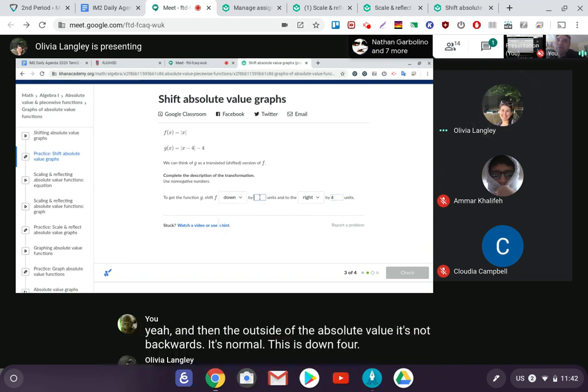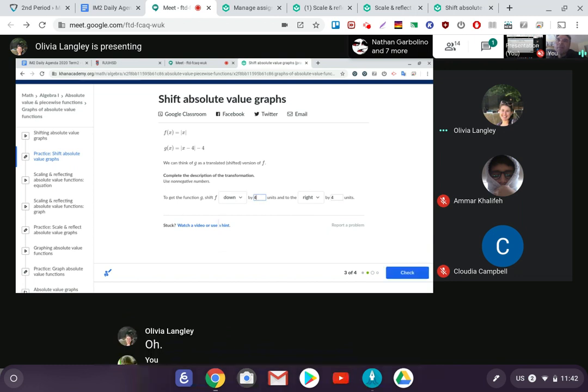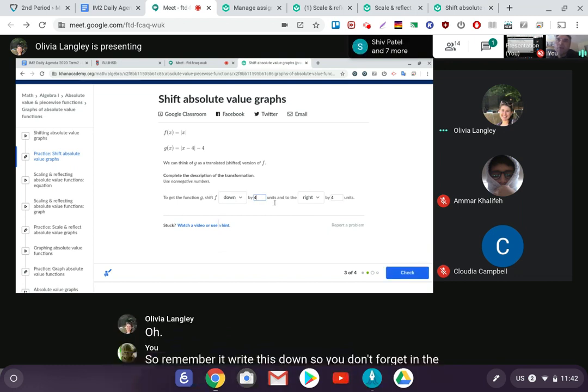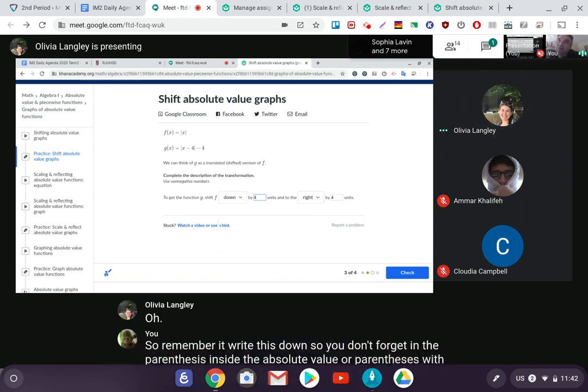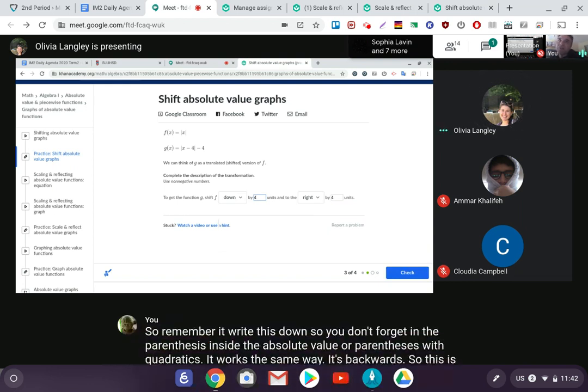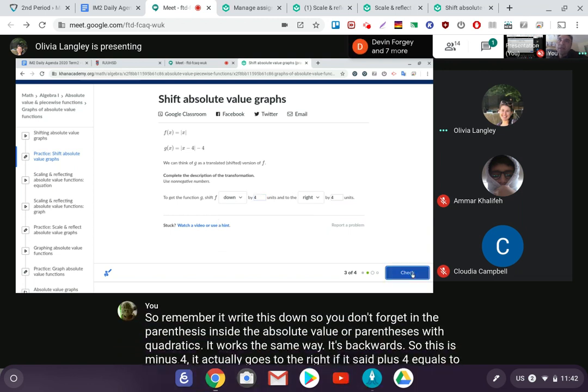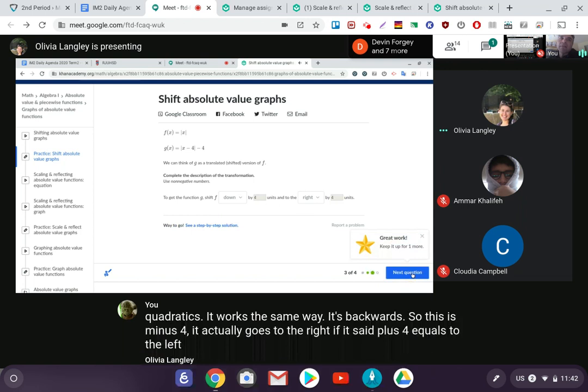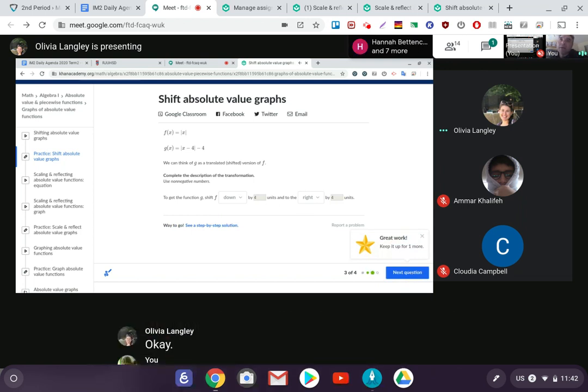So remember, and write this down so you don't forget. Inside the absolute value or parentheses with quadratics, it works the same way. It's backwards. So if it says -4, it actually goes to the right. If it said +4, it goes to the left. And then outside is normal. It's just up and down. Okay. All right, let's see another one.